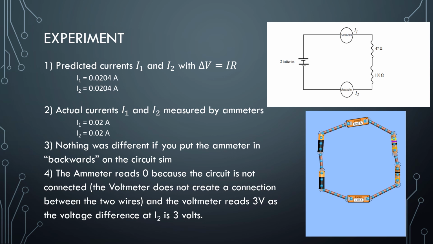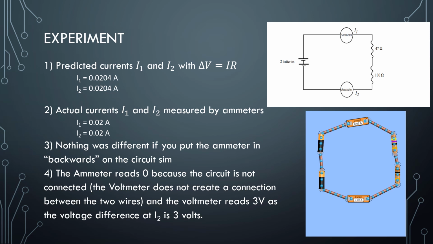For number 1, the predicted currents I1 and I2 with delta V equals IR for the circuit shown in the top right is I1 equals 0.0204 amps and I2 equals 0.0204 amps. The actual currents I1 and I2 measured by the ammeters are the same as the predicted, with 0.02 amps and 0.02 amps. For number 3, nothing was different when you put the ammeter in backwards on the circuit sim.